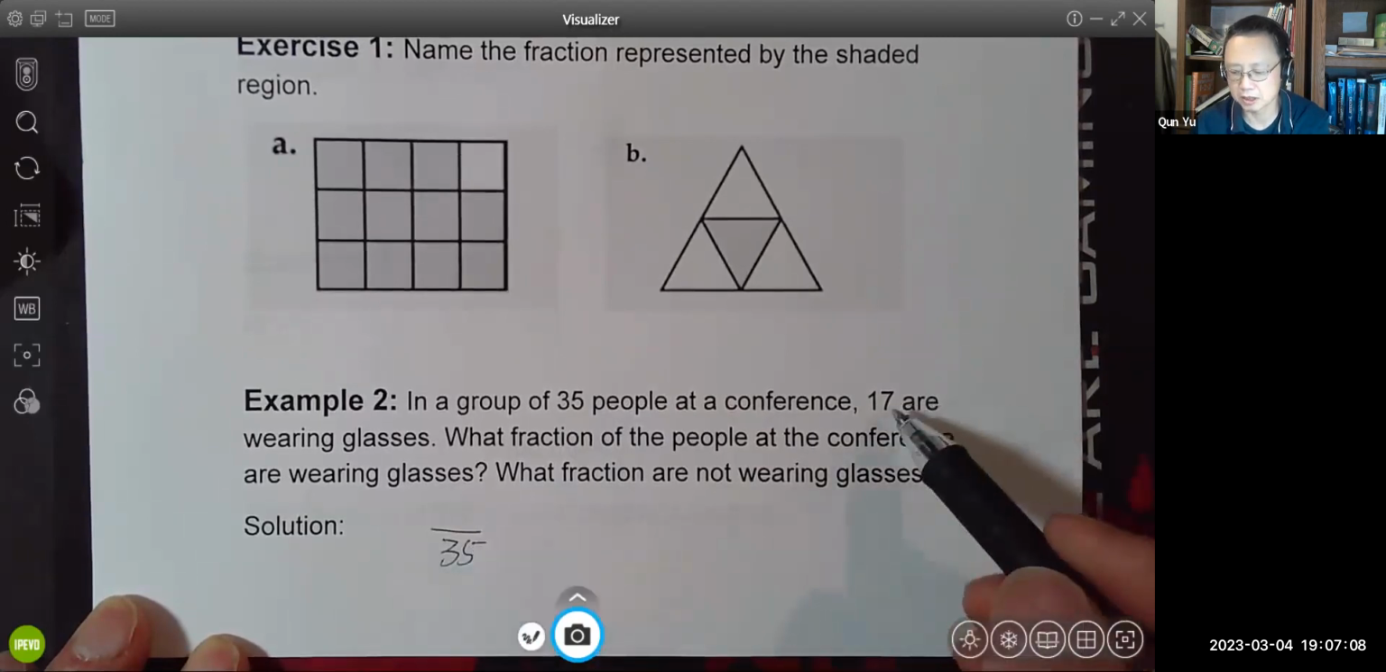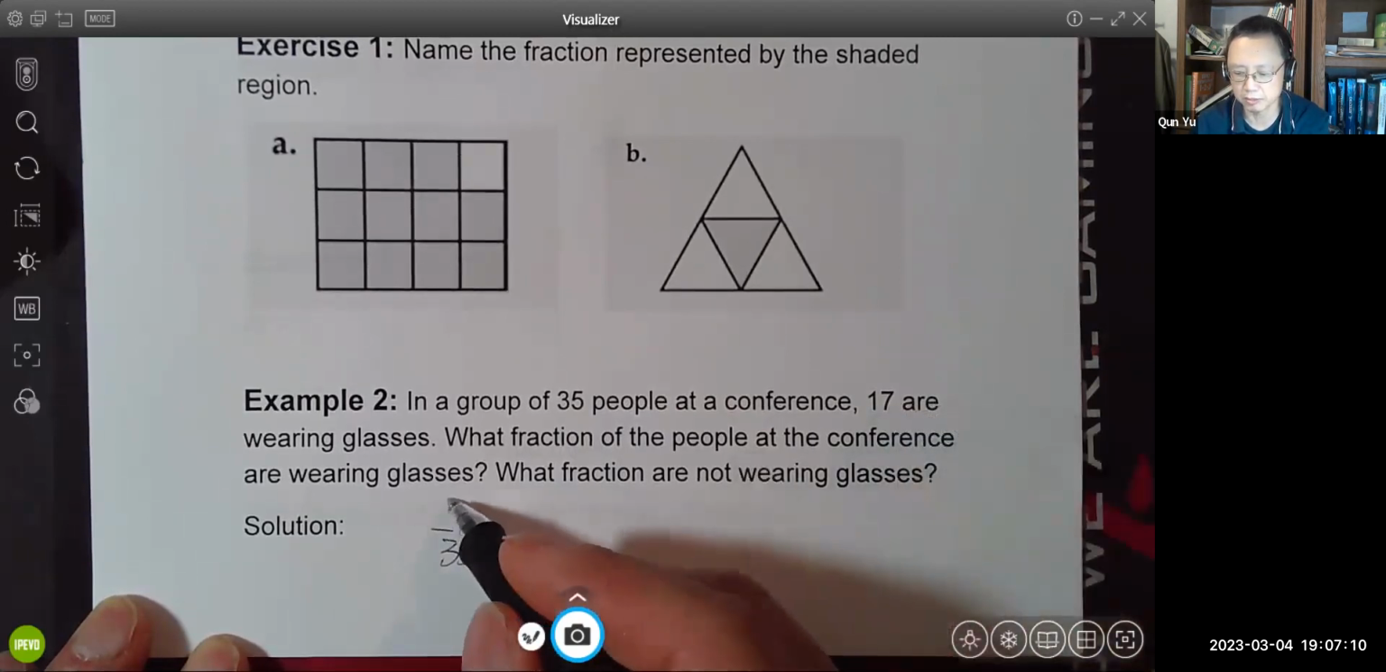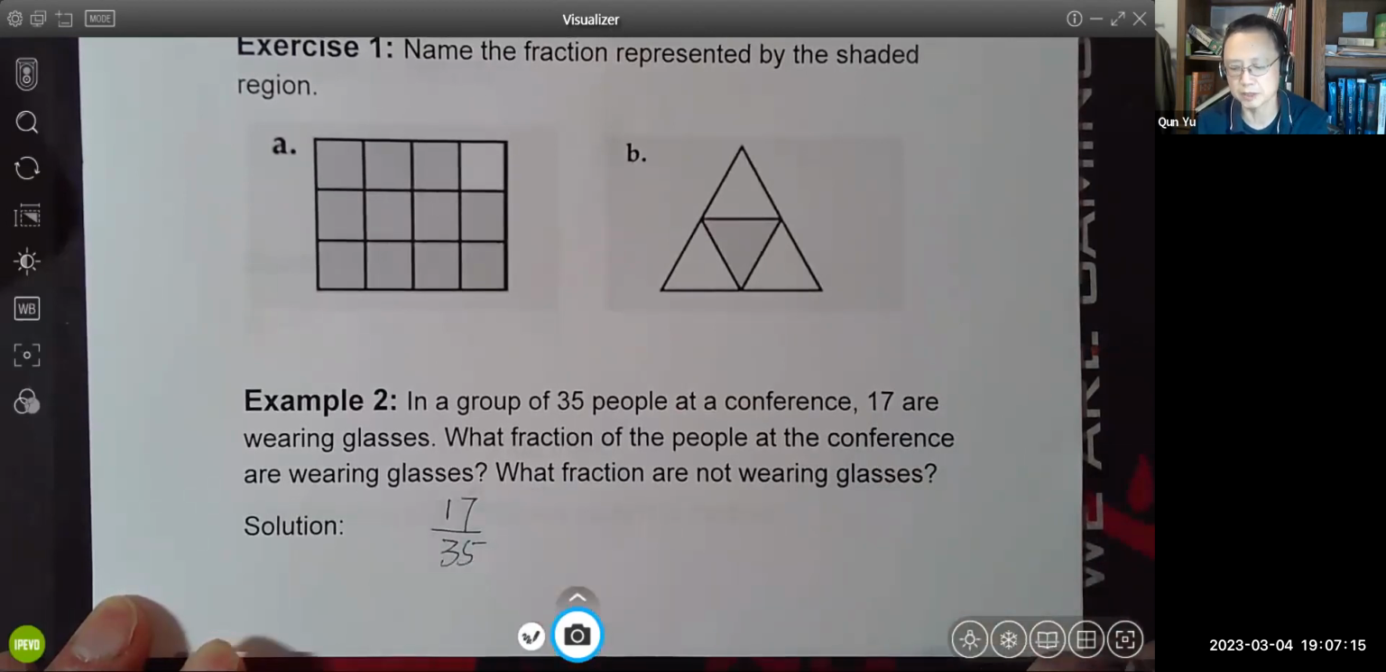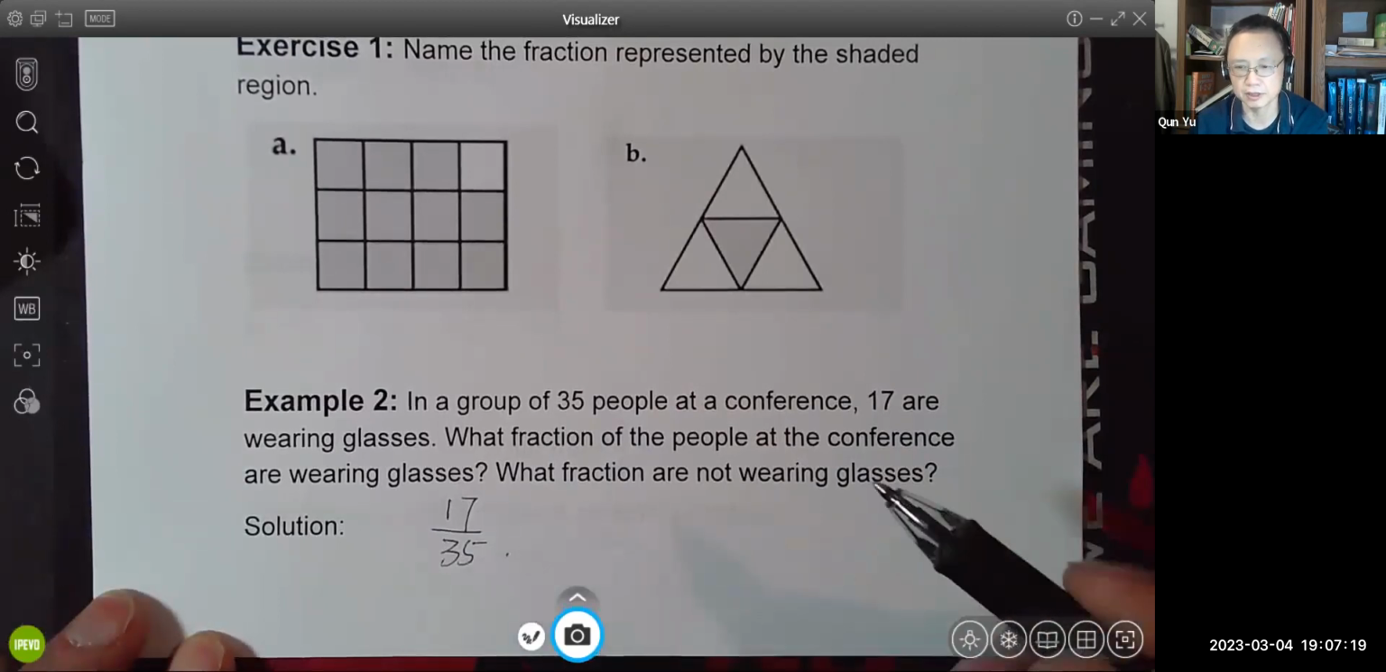Out of the whole thing, 17 wear glasses. So we put 17 on the top. So this fraction represents the portion of people who are wearing glasses. So this is the answer to the first question.